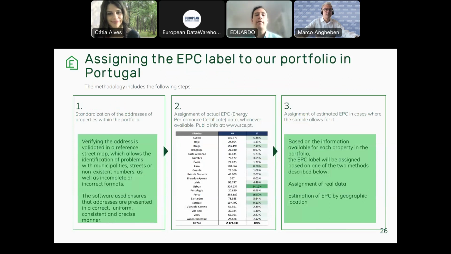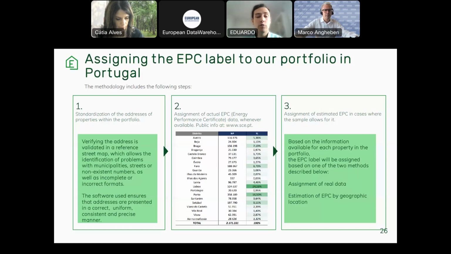Okay, and here we wanted to expose basically the process of the assignation of the EPC level we recently performed in Portugal. The methodology we used basically includes the following steps. First of all, standardizing the addresses of the properties in the portfolio. So verifying that everything is well validated with the correct street map that allows us to identify the municipality, the street, the number, making sure that there are no incomplete or incorrect formats.